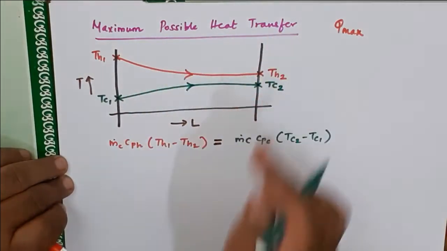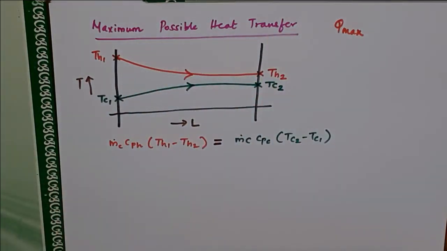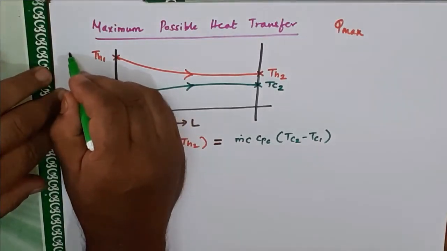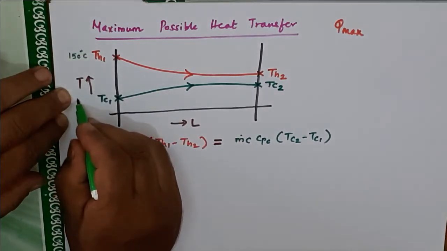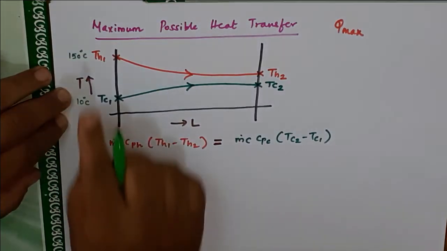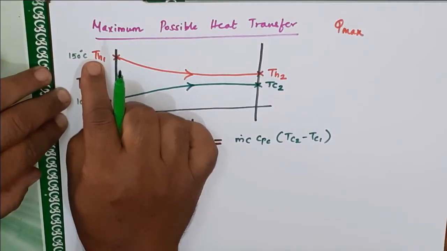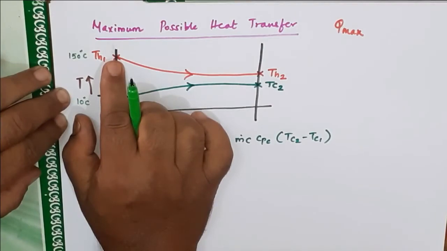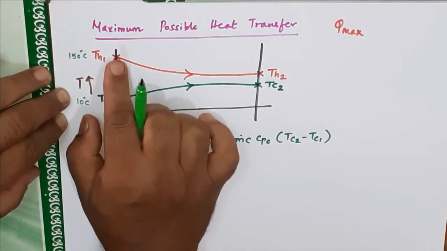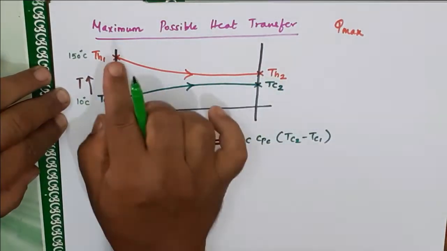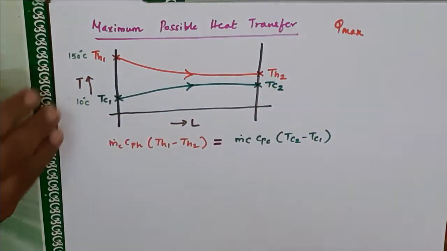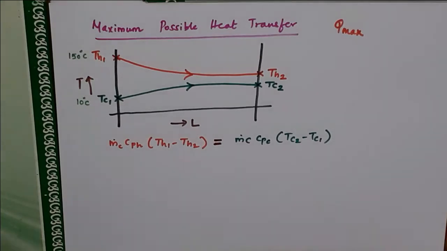So what is the maximum possible heat transfer? Considering the chances, for example, let me take this hot fluid temperature as say 150 degrees Celsius and let the cold fluid be at 10 degrees Celsius. When the hot fluid enters, for maximum heat transfer to happen here, how much can the temperature drop at most? When TH1 exits, the 150 can come to a maximum exit temperature of 10 degrees. What maximum temperature can the hot fluid come down to?